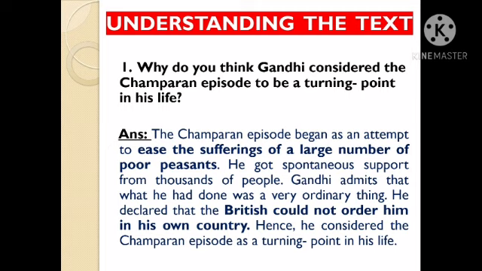Answer. The Champaran episode began as an attempt to ease the sufferings of a large number of poor peasants. Ease means decrease. He got spontaneous support. Spontaneous means readily. So he got spontaneous support from thousands of people. Gandhi admits that what he had done was a very ordinary thing. He declared that the British could not order him in his own country. Hence he considered the Champaran episode as a turning point in his life.